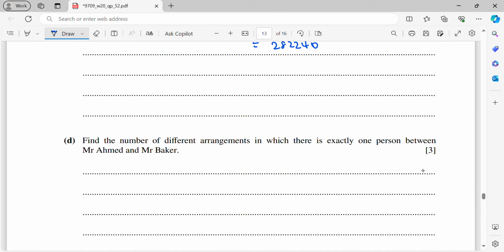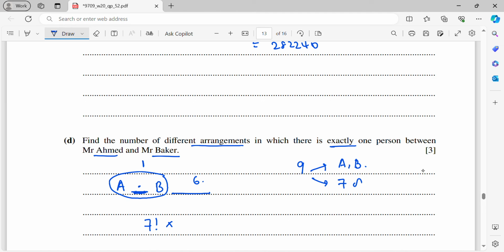Now, next question, D. Find the number of different arrangements in which there is exactly one person between Mr. Ahmed and Mr. Barker. So, let's say here is A, then one person, and this is B. Since there are 9 persons in total, there can be 6 others. So this is only one way. Then to make sure there's one person in between, I will group A and B together with the middle person. So 6 plus this one group becomes 7, so 7 factorial.